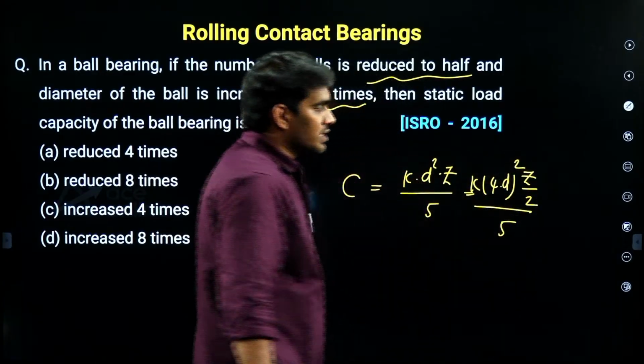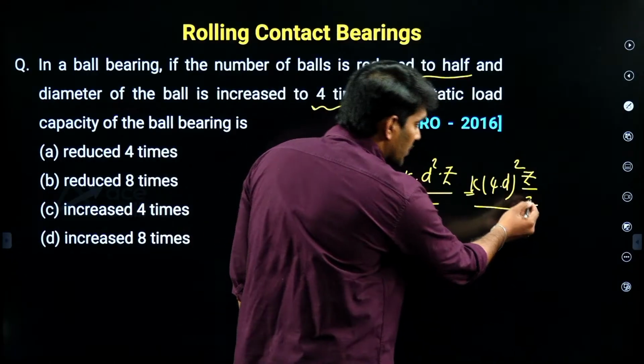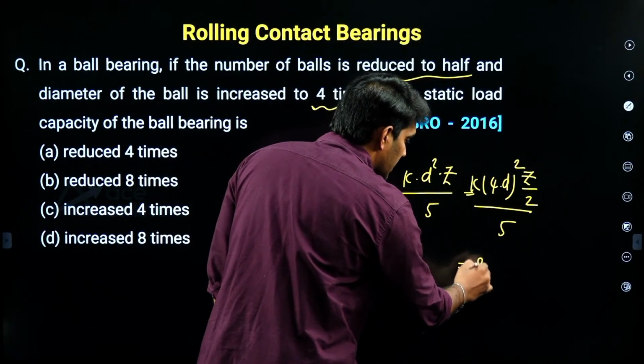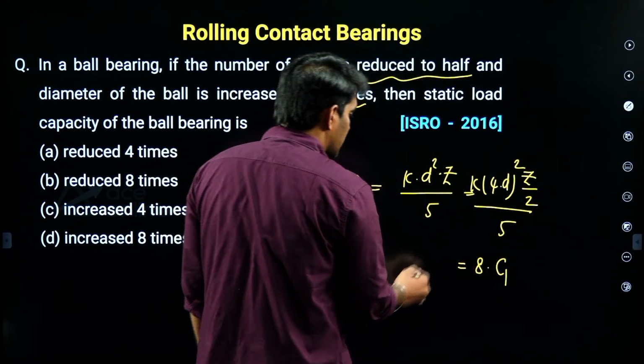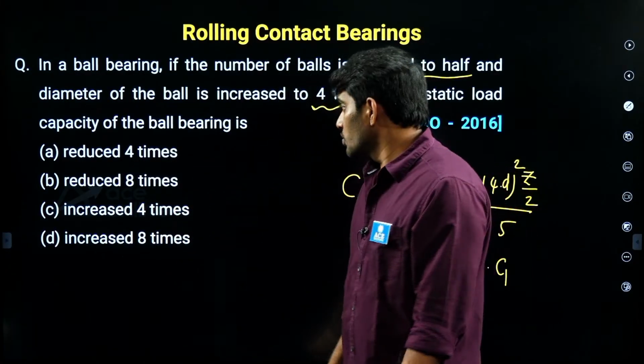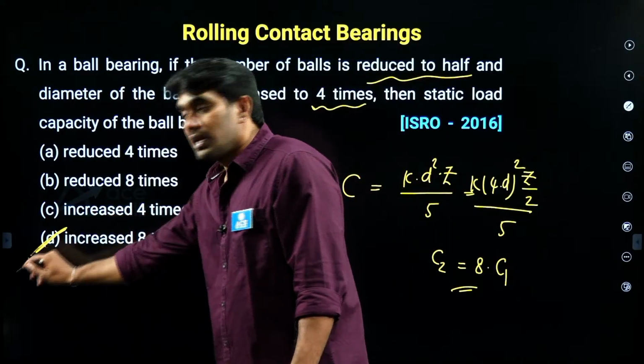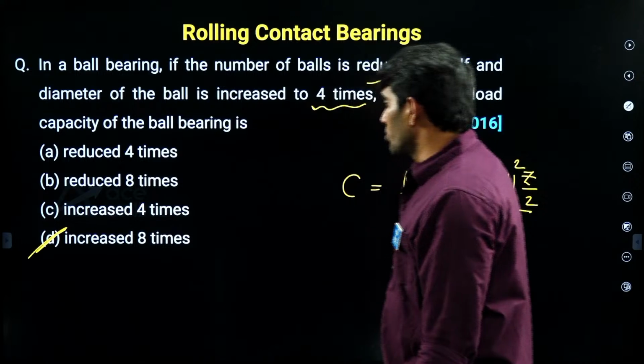Now what is 4 square? 4 square is 16. Now here 2 1s are 2, 8s are. This becomes 8 times the initial value. C2 becomes equal to 8 times C1. So it is increased or decreased? It is increased by 8 times. Okay. Moving ahead.